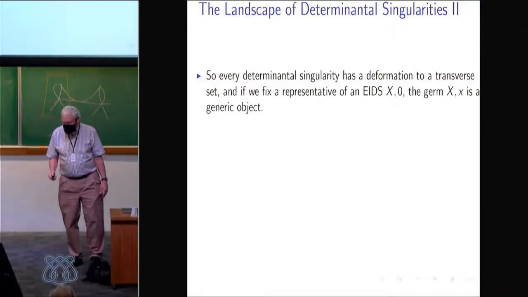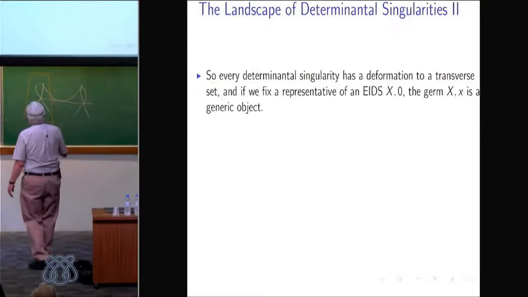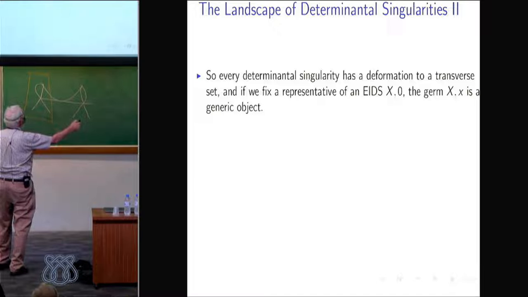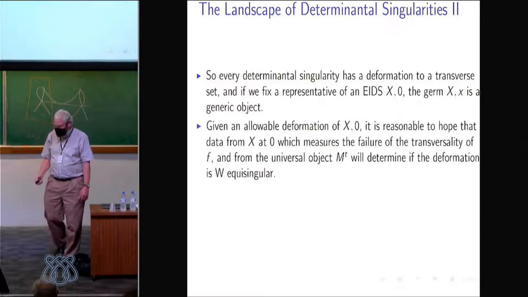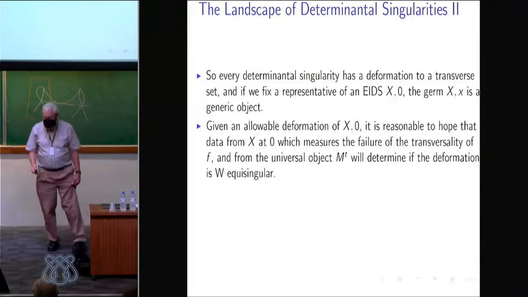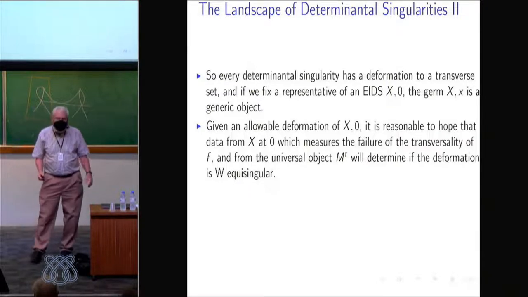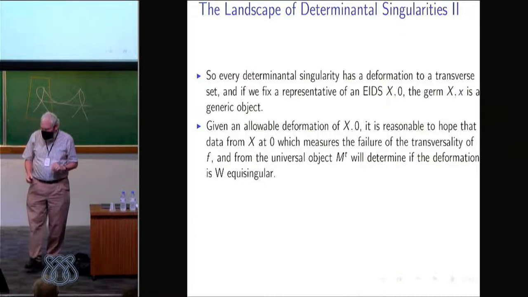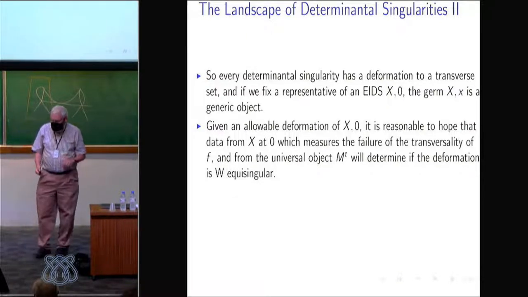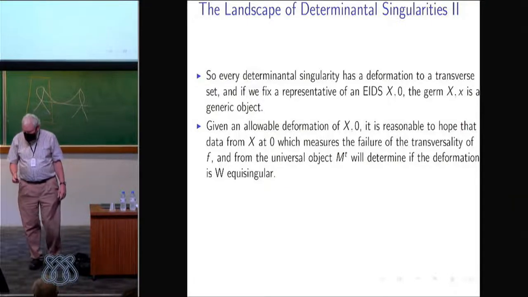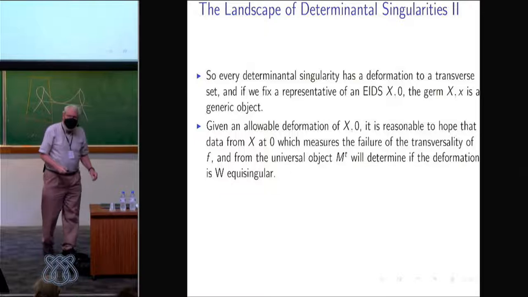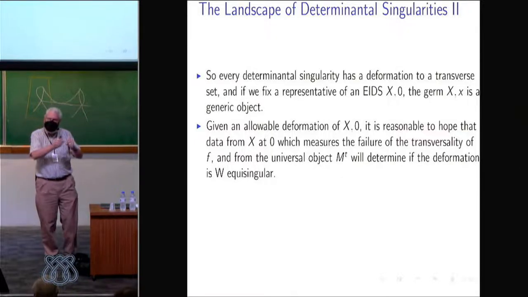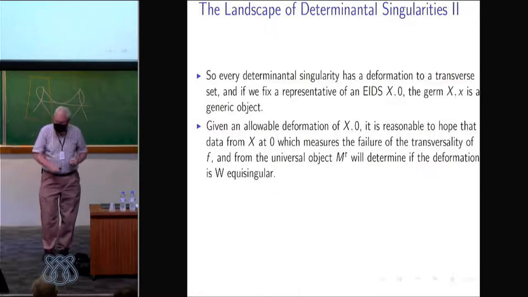And if we fix the representative of an IDES, this is important. We have a representative, so we move away from the origin a little bit, and now we have something that is a generic object. Given an allowable deformation of X, it is reasonable to hope that the data from X, which measures the failure of transversality, and a little bit from the universal object will determine if the deformation is equisingular or not. Why is this a reasonable hope? Well, it has to do with the fact that we have a generic object except at the origin. If things are already as good as they can be except at the origin, we only really have to worry about what's happening at the origin. Our invariant should be defined there, and that should be enough.